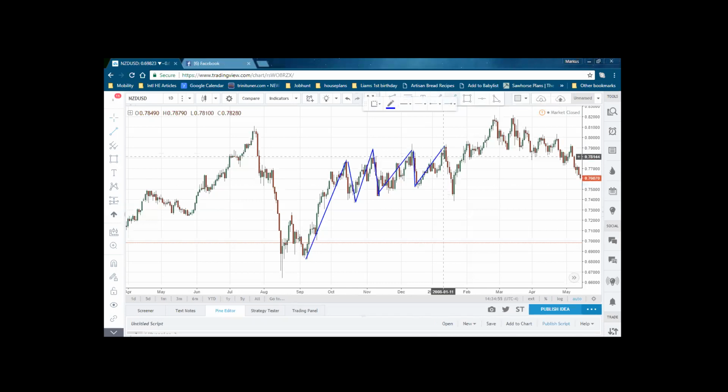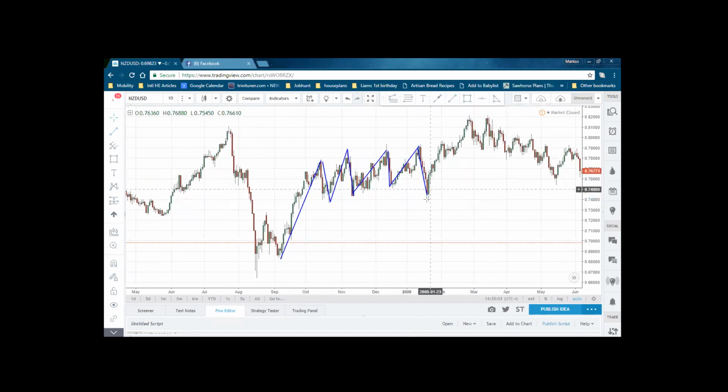And all of a sudden, we form a lower low. So this is what we refer to as a market being in consolidation, right? It's very choppy, all over the place. It's not really giving us a very good idea as to what direction we're going. Are we going uptrend, downtrend?